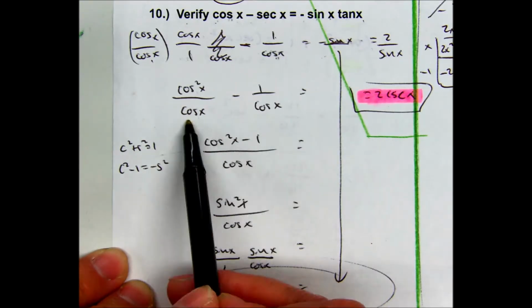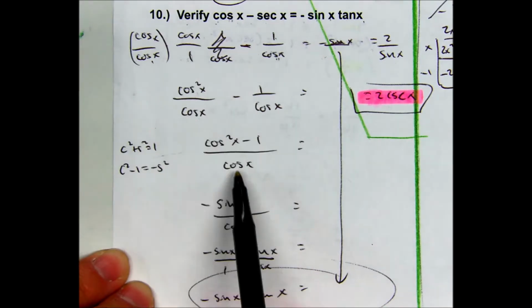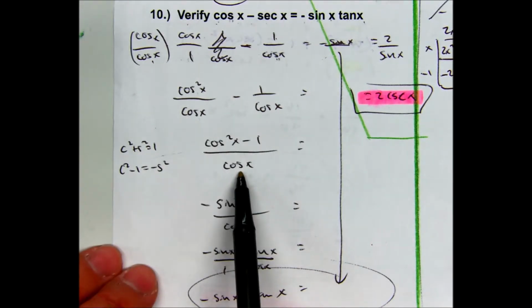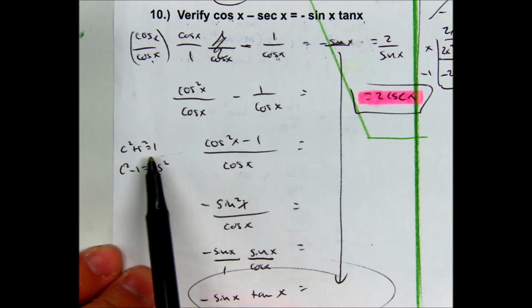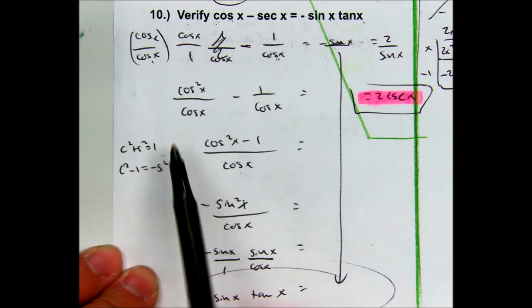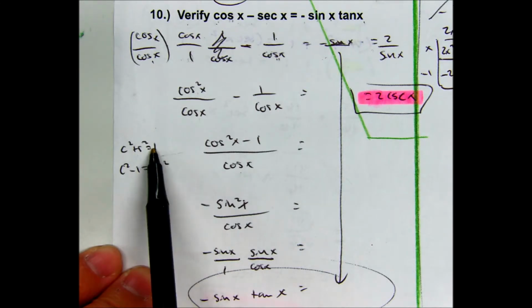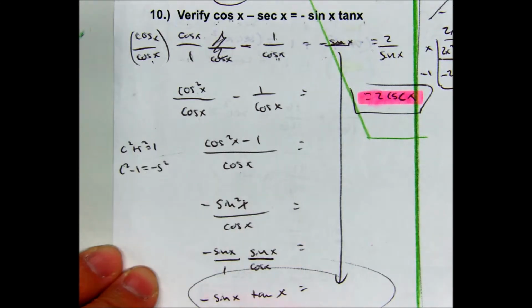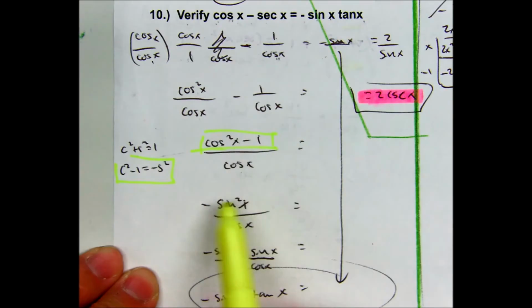Now you have a common denominator, you can put those together, cosine squared x minus 1 over cosine of x. Cosine squared x minus 1 is the Pythagorean identity, which we did above, or what did I do? I subtracted sine squared and then subtracted 1. And then instead of writing cosine squared x minus 1, we can just write negative sine squared x.